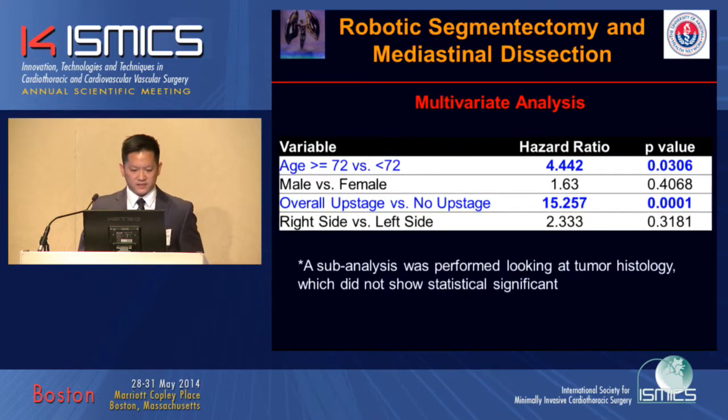In our multivariate analysis, we found that sex, sidedness, and histology were not statistically significant and didn't have strong hazard ratios. However, age and upstage did. If you were older, your hazard ratio was 4.4 and you had a p-value of 0.03. This suggests that younger patients do better, even from an oncologic standpoint. In terms of overall upstage, it's a big hazard ratio of 15, with a very small p-value, so I think you could see from the curves that that was significant if you had any upstage on your survival.